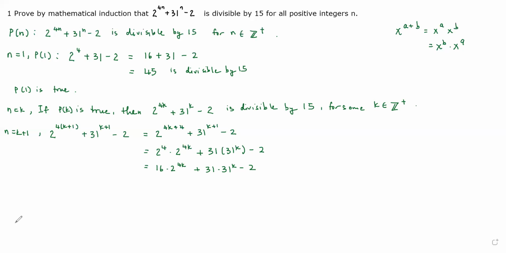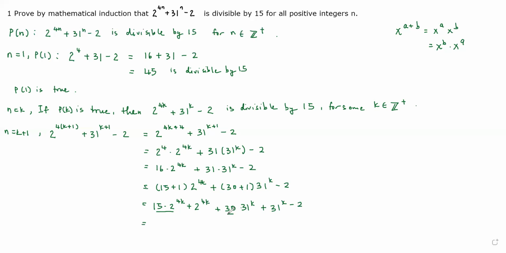In order to do that, let's look at 16 here. 16 is 15 plus 1. So we have 15 plus 1 times 2 to the 4k, and 31 is 30 plus 1 times 31 to the k minus 2. And use the distributive property. We have 15 times 2 to the 4k plus 2 to the 4k plus 30 times 31 to the k plus 31 to the k minus 2.